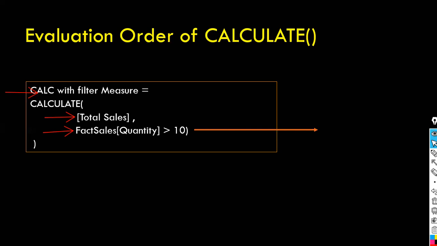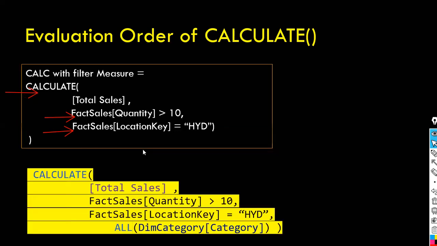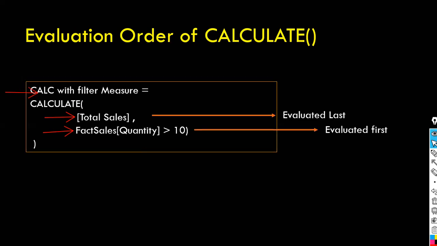Next, we will understand the evaluation order of the CALCULATE function. Which argument gets evaluated first? First the filter gets evaluated, and then the expression is evaluated last. Only then does it make sense. Even if you are familiar with SQL queries, in any RDBMS, whether Microsoft SQL or anything else, if you have used a filter condition, first it filters the data and then it does the aggregation.